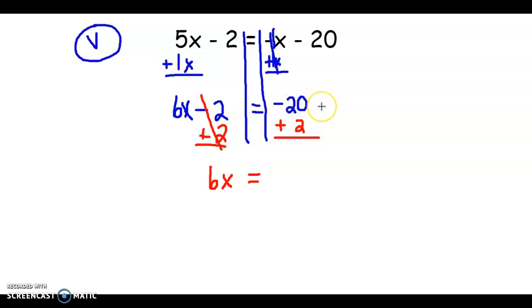Well, I have 20 bad guys and 2 good guys. I have actually 18 more bad guys because I have more bad guys than good guys, and I have 18 more.